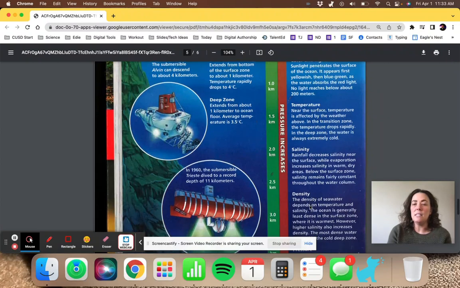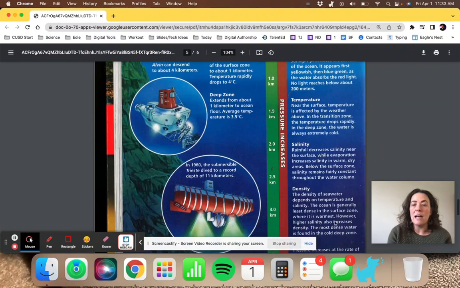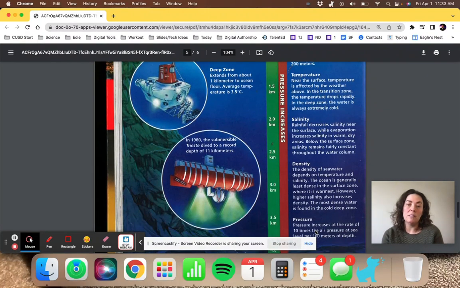It says the density of seawater depends on the temperature and salinity. The ocean is generally least dense in the surface zone, and it's more dense in the deep zone. It's less dense in the surface zone where it is the warmest. However, higher salinity also increases density. The most dense water is found in the cold, deep zone.